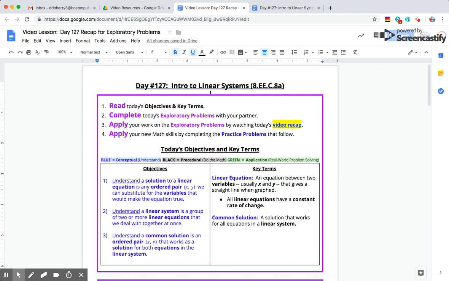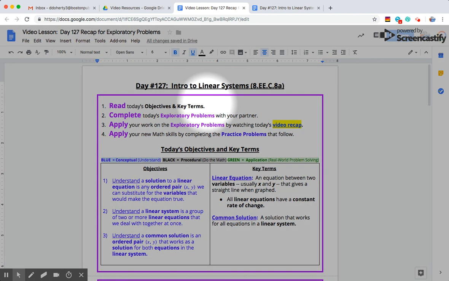Today, we're going to start some new math. We're going to start focusing on what we're going to start calling linear systems. So today will be our introduction to linear systems.